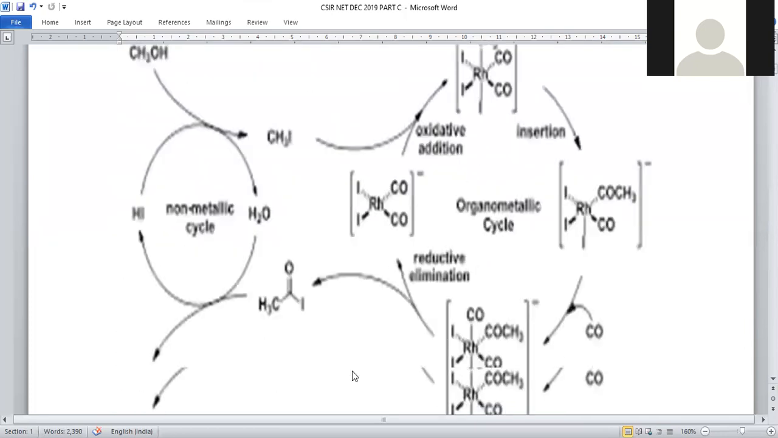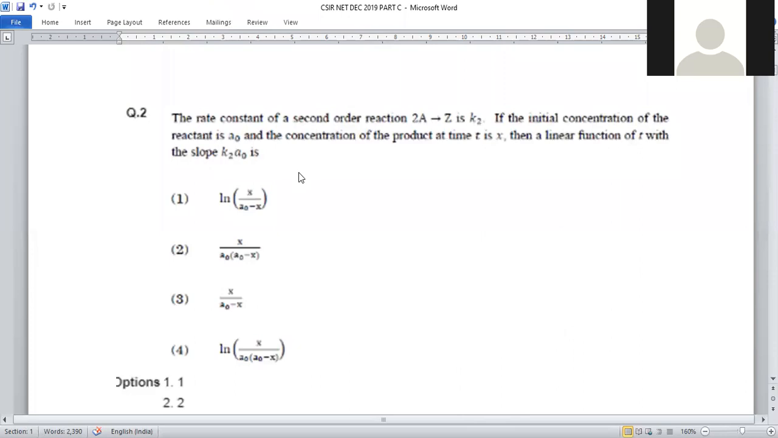Let us move on to question number 2. Question number 2 is from chemical kinetics, where the rate constant of the second order reaction 2A gives Z is K2. If the initial concentration of the reactant is A0 and the concentration of product is X at time T, the linear function of T with slope K2A0 is given as.